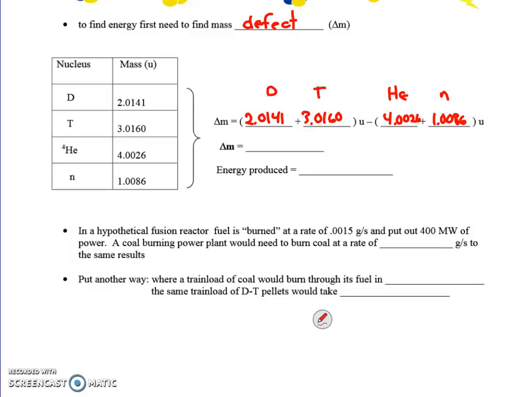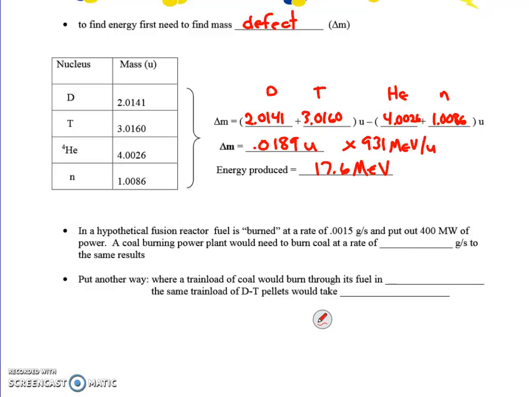So our mass defect is 0.0189 U. And if I multiply that by 931 MeV per U, I get the amount of energy that's given off, and that's about 17.6 MeV of energy. Okay? And I presented this in a PowerPoint.